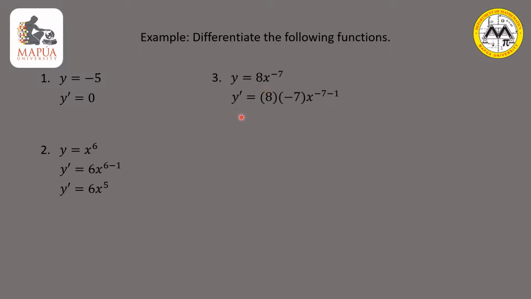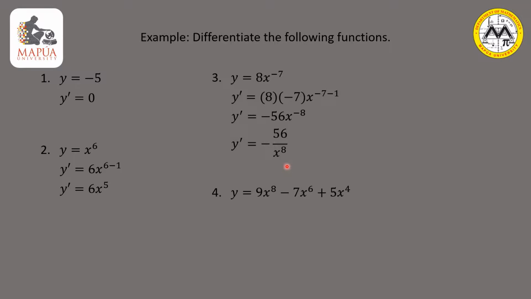Hence, the derivative y prime would just be given by the product of the constant coefficient 8 times the exponent negative 7 times x to the negative 7 minus 1. Or we have this equal to negative 56 times x to the negative 8, which we can write in terms of y prime is equal to negative 56 divided by x to the 8.